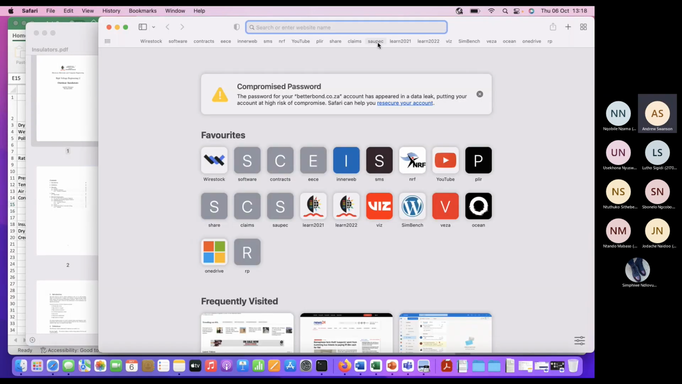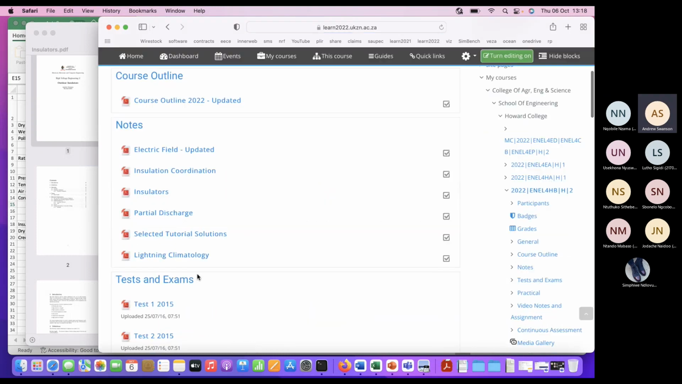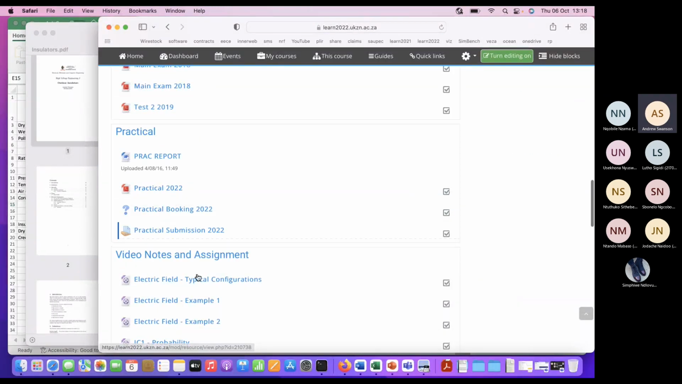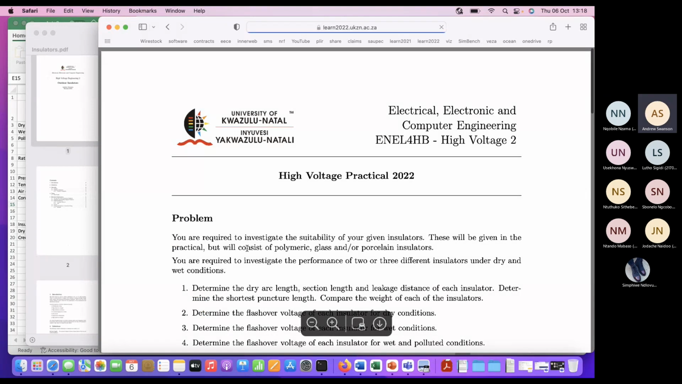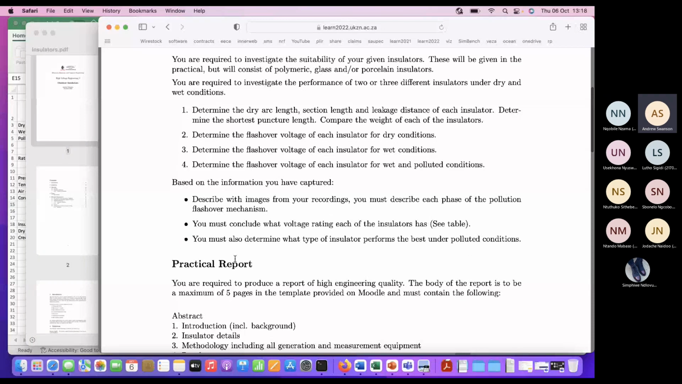All right, so let's go through outdoor insulators and the practical a little bit. There were 3 things I asked you to do based on what you had captured during the practical. Describe with images from your recordings. You must describe each phase of the pollution flashover mechanism. About 30% of people did that.